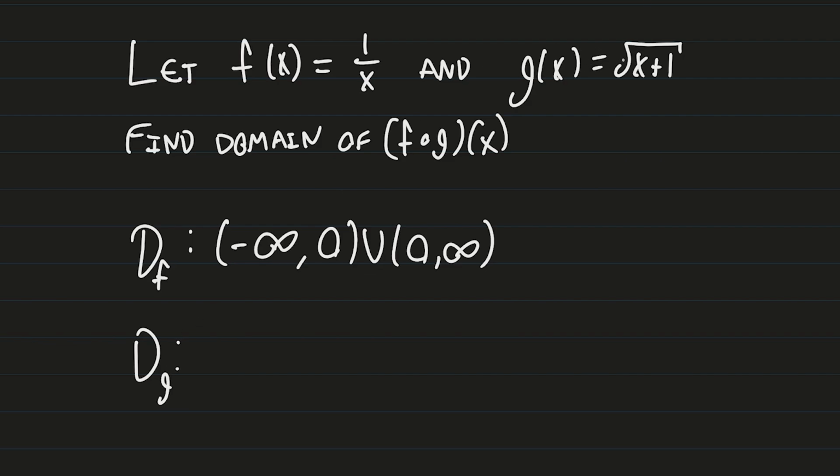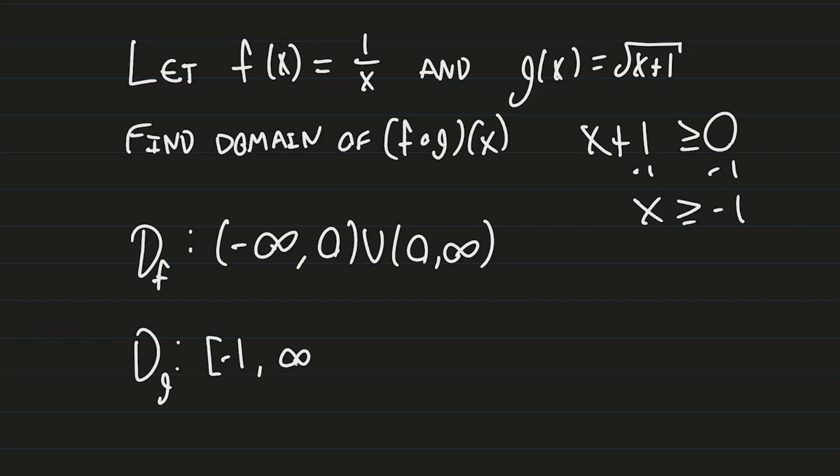For g of x, we have a radical, and inside the radical is x plus 1. We know the inside of radicals has to be greater than or equal to 0, so if we set x plus 1 greater than or equal to 0, subtract 1 from both sides, x is greater than or equal to negative 1. So we know for the domain of g, we have negative 1 included to infinity.